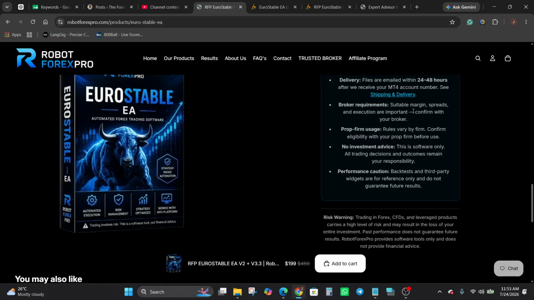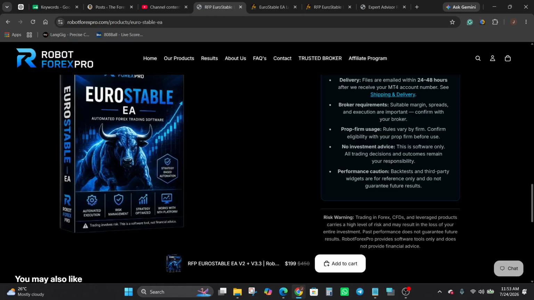You can see here the broker requirements. This is also for prop firm usage. Rules vary by firm, so confirm your eligibility with your prop firm before use. Of course, this is software only, and all trading decisions and outcomes remain your responsibility. As for the performance caution, backtests and third-party widgets are for reference only and do not guarantee future results.